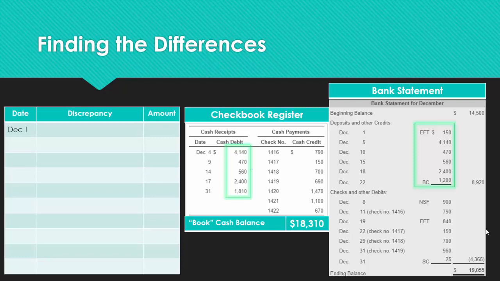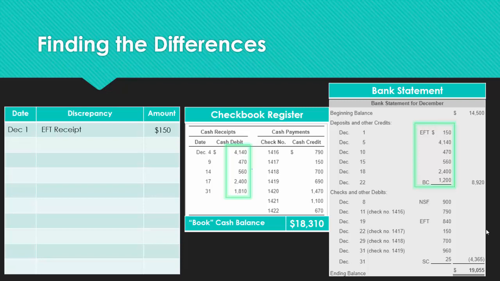And the first one, right off the get-go, on December 1st on our bank statement, it says EFT 150. EFT is an electronic fund transfer. In our case, since it's a deposit in our bank, it's a receipt for us. Somebody paid us via electronic fund transfer and never notified us. So we never put the cash on our books in a journal entry, but it's been sitting in the bank. So what amount was it for? 150.